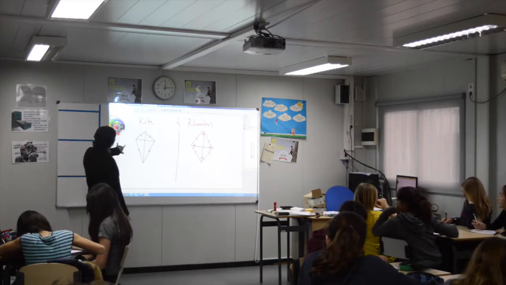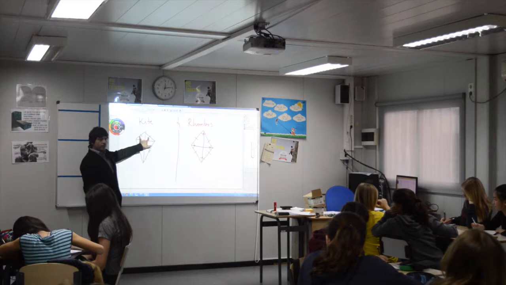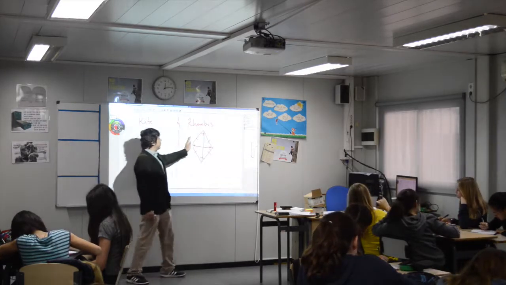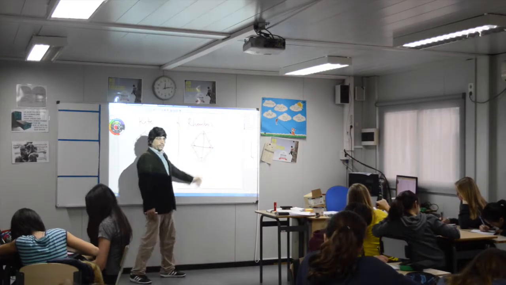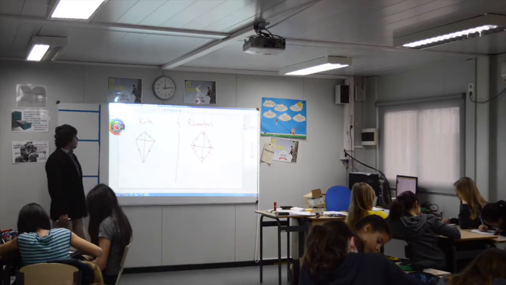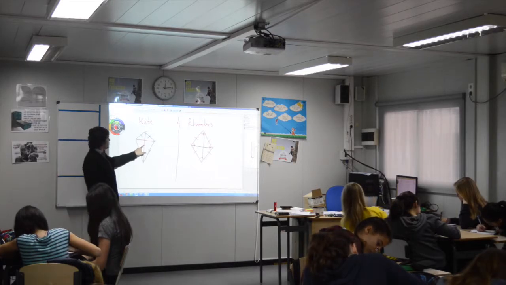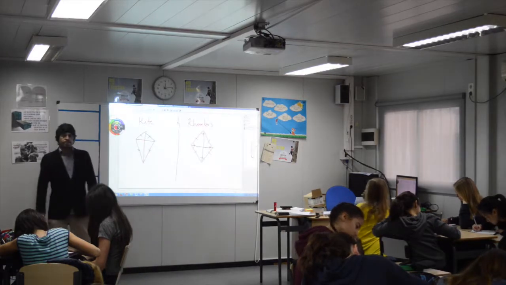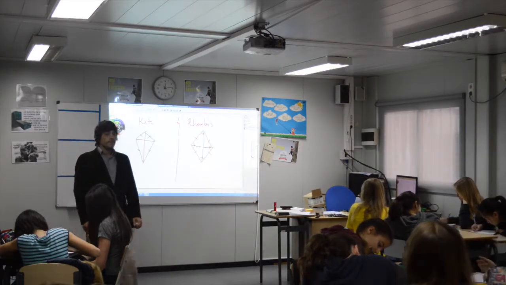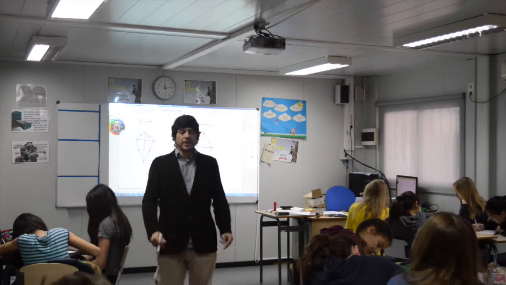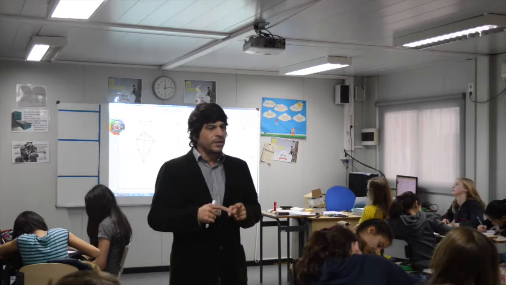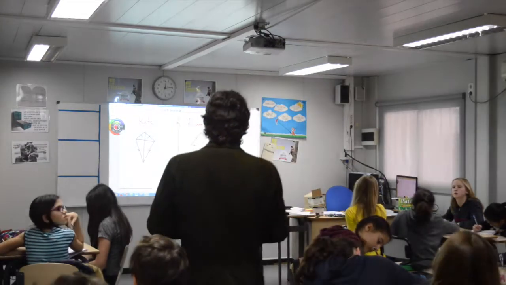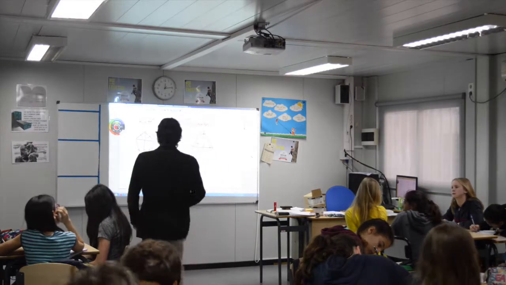I will say, adjacent sides are congruent, while in the rhombus, all the sides are congruent. Take a look at the diagonals. What do you think about the diagonals? With those diagonals, what do they do? When they cross, what kind of angle do they make? They are perpendicular. So the diagonals are perpendicular.